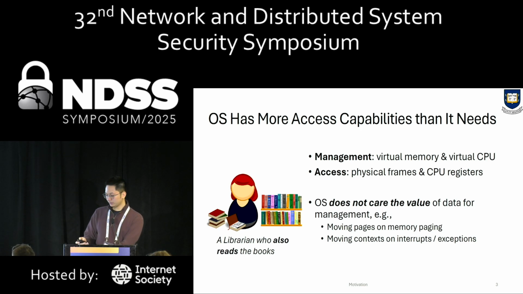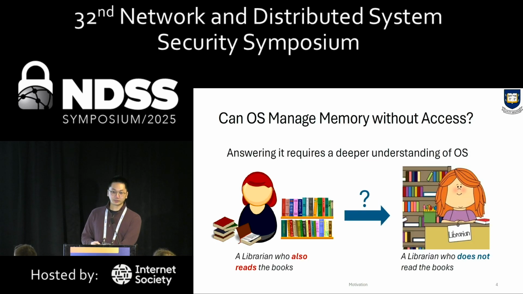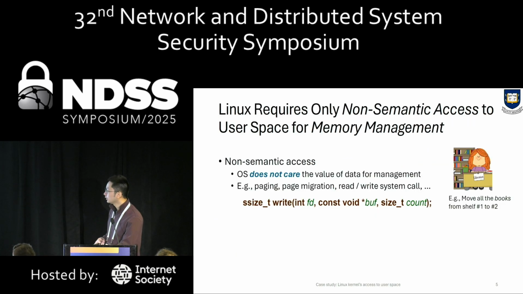Keeping this in mind, we raise the research question: whether the operating system can manage memory without access. To answer this question, it requires a deeper understanding of the operating system. We observe that Linux requires only non-semantic access to user space for memory management. Here, non-semantic access means the operating system does not really care about the value of the data for management. For example, paging, page migration, and the write system call are all typical examples of non-semantic access because the OS does not care about the value. Right? It just moves the data from somewhere to another.